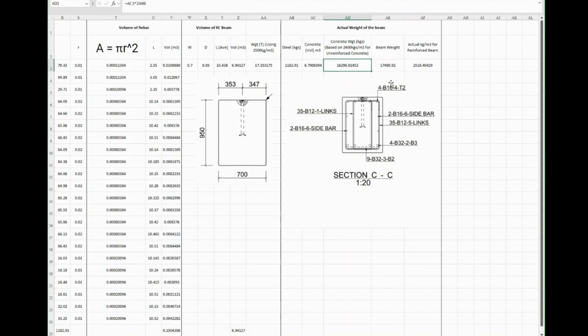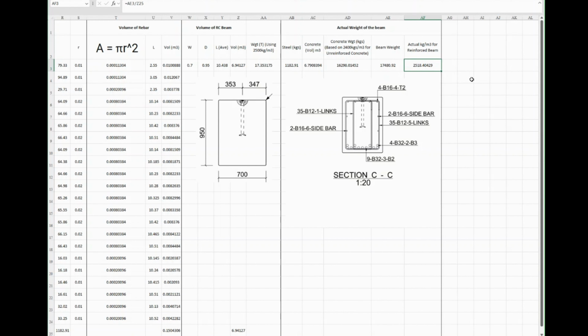So the kgs of concrete is 16,298. The beam weight then will be the concrete weight plus the steel weight, and our total weight is 17.48 tons. So 17.4 tons is the actual weight of that beam using concrete and steel. And if we bring that back, we have 2,518 kgs per cube, which would be the density of the reinforced beam.